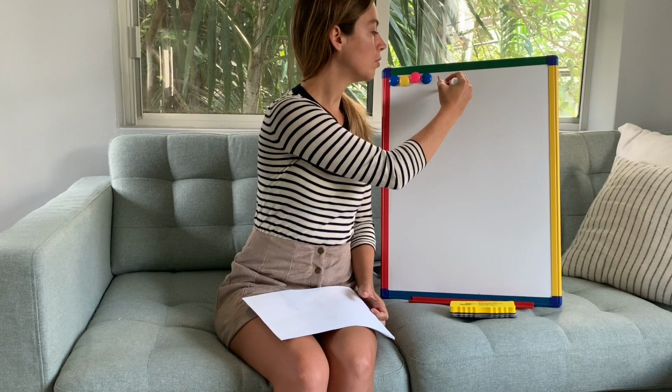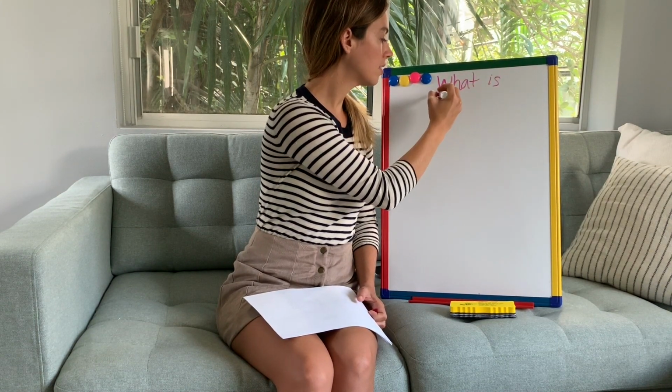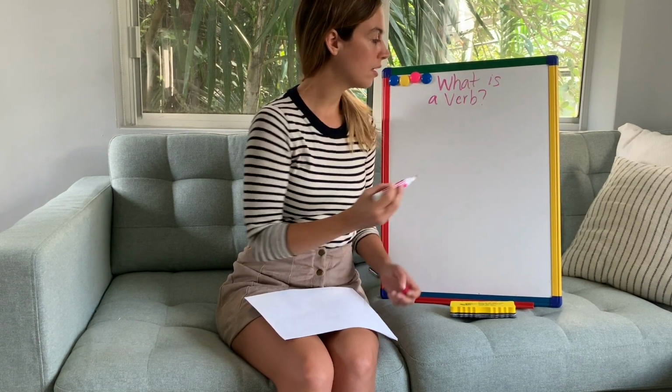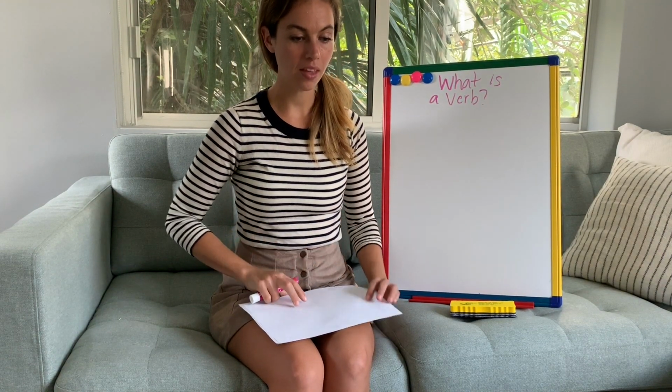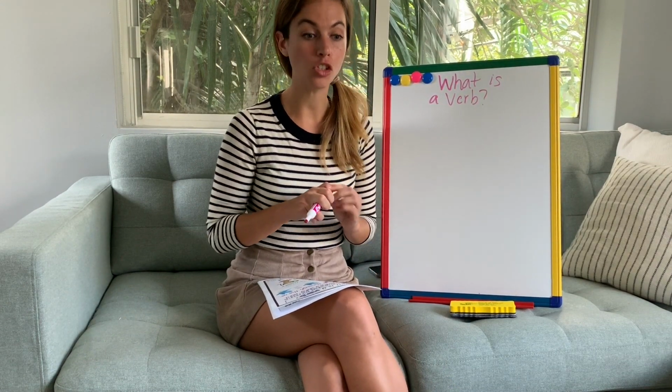Today in class we're going to talk about something called verbs. Raise your hand if you've ever heard of a verb. Okay, so some of us have. So what we're going to talk about today is, you should be able to answer, what is a verb? And a verb is just an action word, okay? So a verb tells us what the noun is doing. A verb is a doing word.